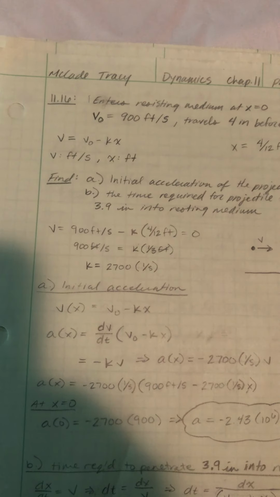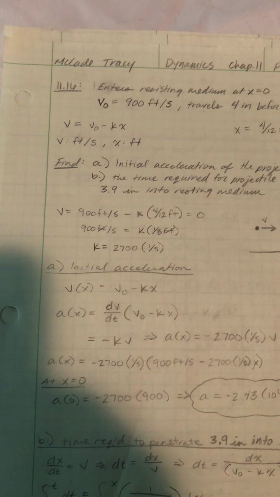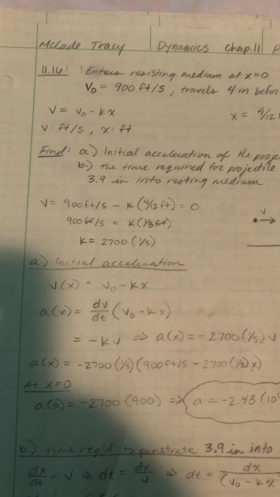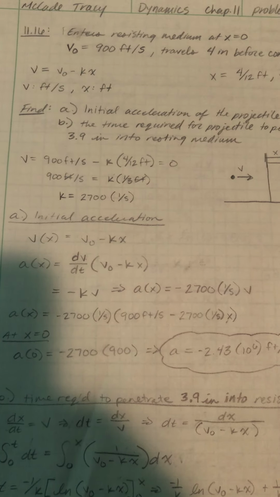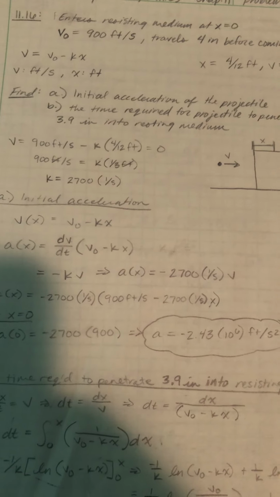So using that first equation, v equals v naught minus kx, we are able to find k, plugging in our values, that k is equal to 2,700 per second.